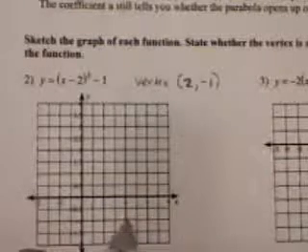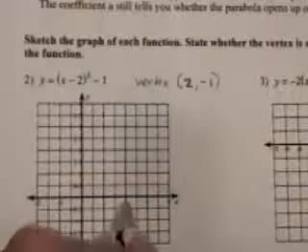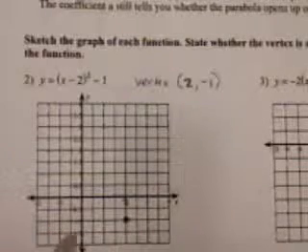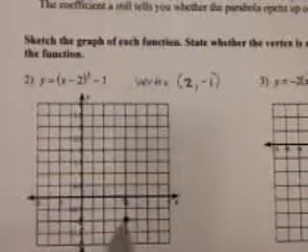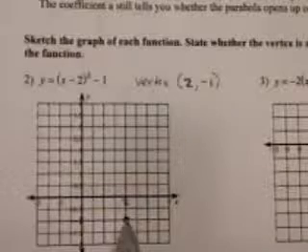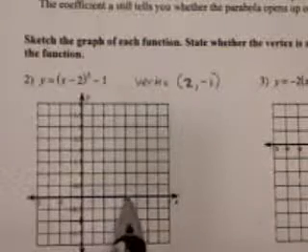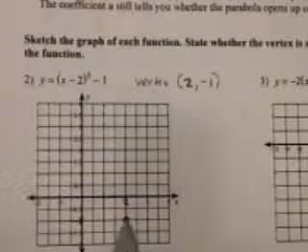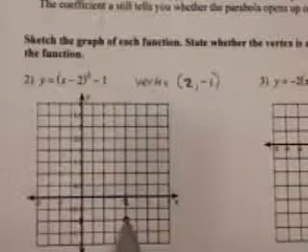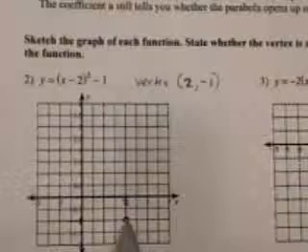Notice the scale on this graph. Here's 2. Here's negative 1. So it looks like I put it at 4, negative 2, but according to the scale, I've gone to 2, negative 1. Always be careful to watch the scale on your graph.